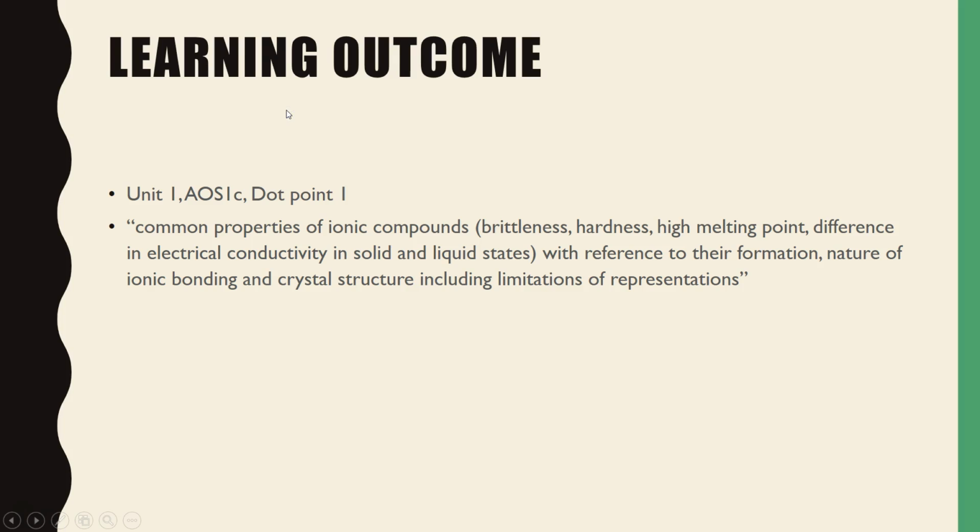Under Unit 1, Area of Study 1C, dot point 1, this is the learning outcome for today. We're talking about the common properties of ionic compounds. These are the properties here. And we're going to talk about their formation and the nature of ionic bonding, so how it forms, what an ionic bond looks like, and the limitations of this model.